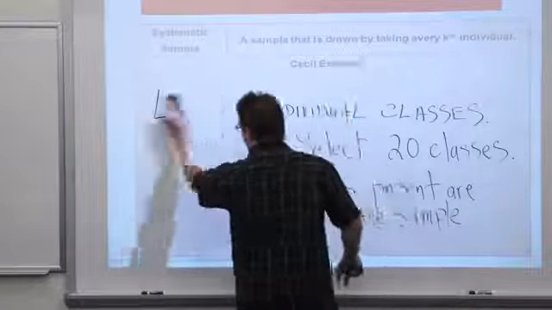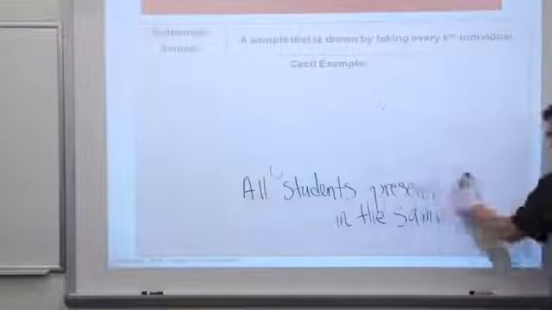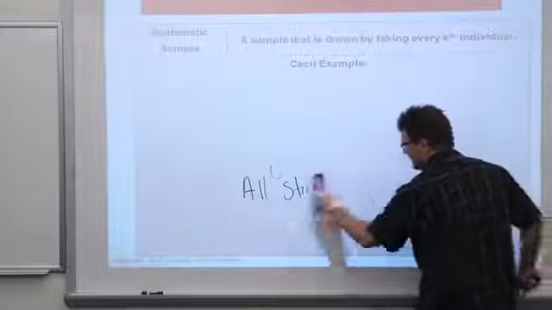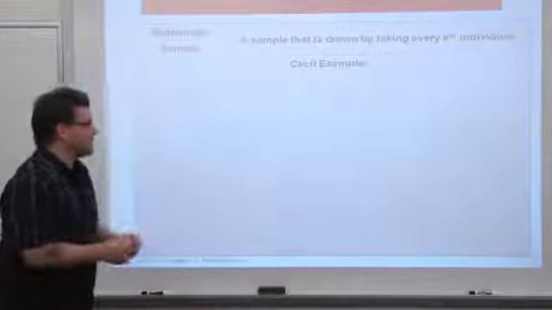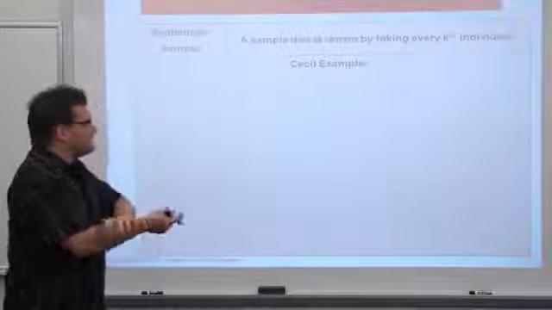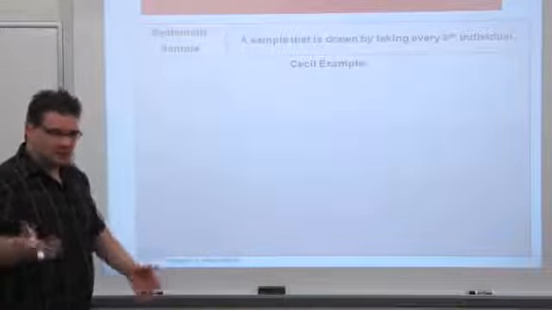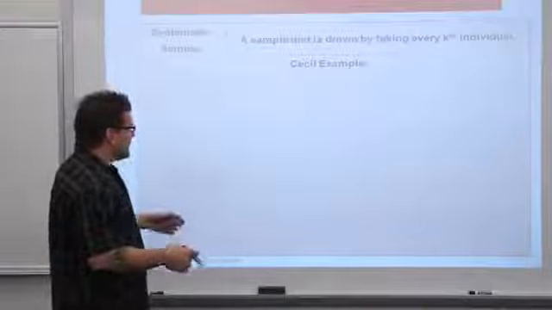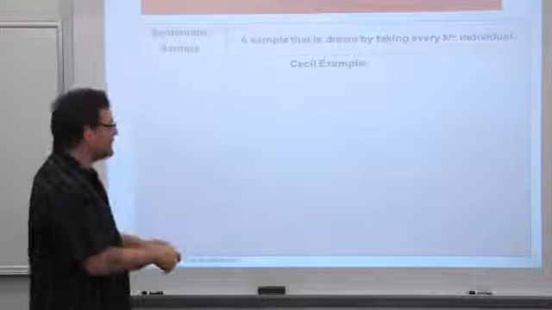Next one, there's a few more methods to sample. This one's called systematic. Let's see what this one says. A sample that's drawn by taking every kth individual. So what on earth does that mean? At Cecil College, we probably don't have a list of all 2,500 students that attend here, so I won't be able to look at my list and draw a simple random sample.